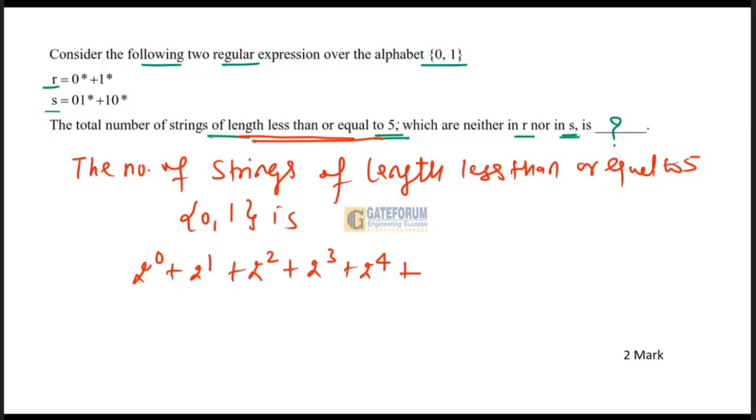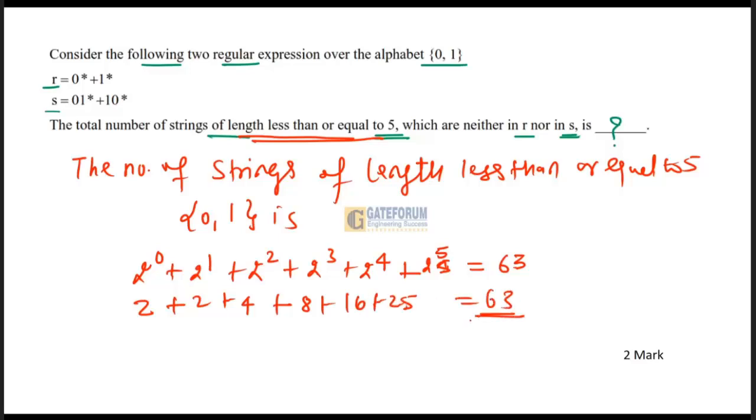So 5 into 5 we need to add here, that is plus 25. 2 power 5, that is 32. So it is nothing but 2 plus 4 plus 8 plus 16 plus 25, that is 63.